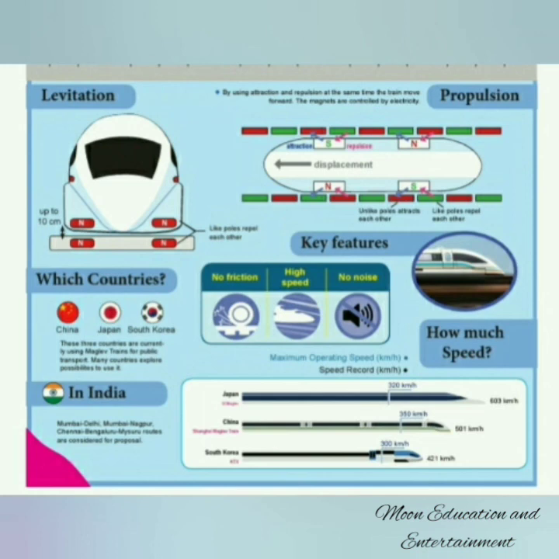Even though many countries have taken effort toward these trains, this electromagnetic train is used for public transport only in China, Japan and South Korea. And in India, the possibilities of introducing these trains are still under consideration.